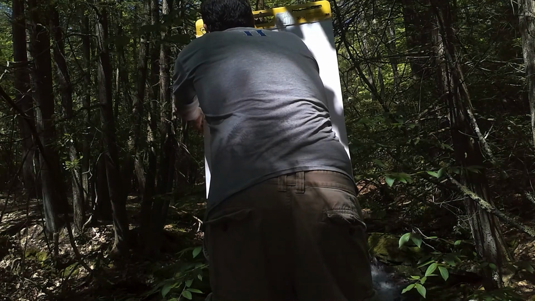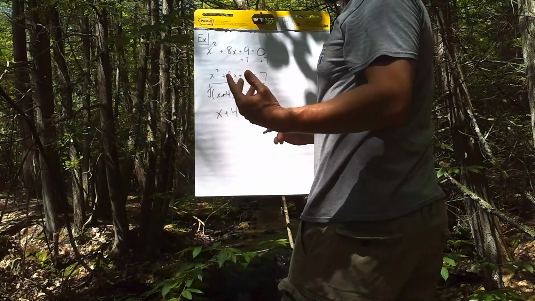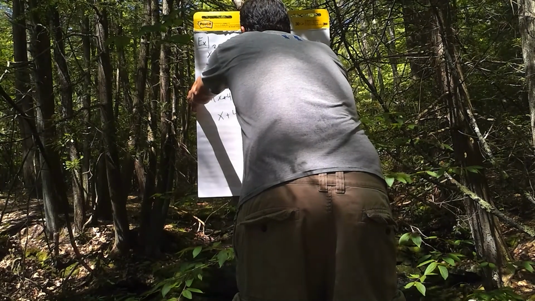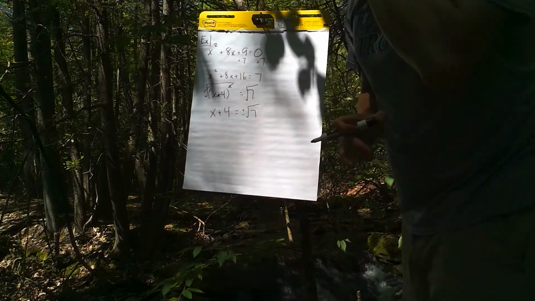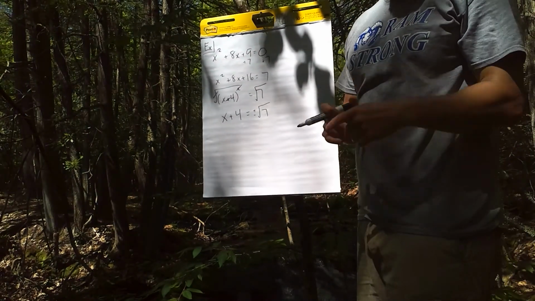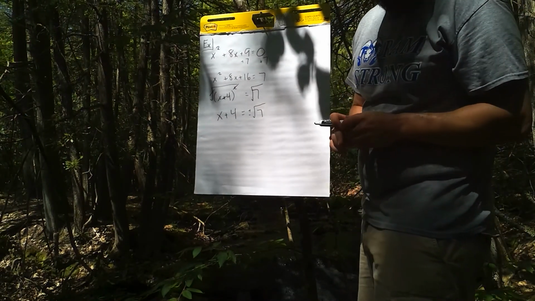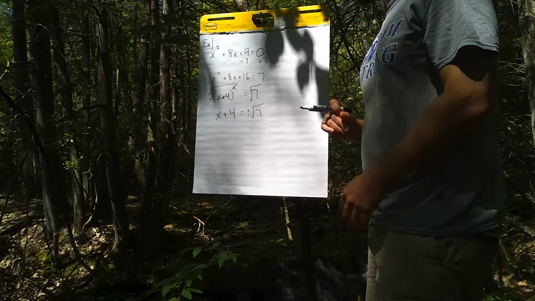And now I'm left with x plus 4. And remember, we have a plus or minus with this. Plus or minus the square root of 7. We can't break that down. If we could break it down, we would. But we can't, so we won't.